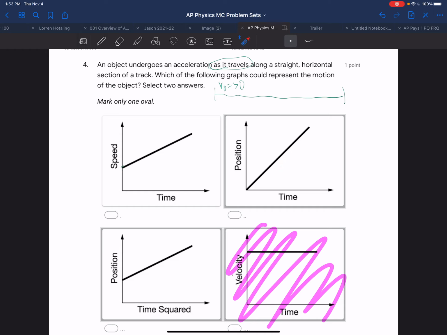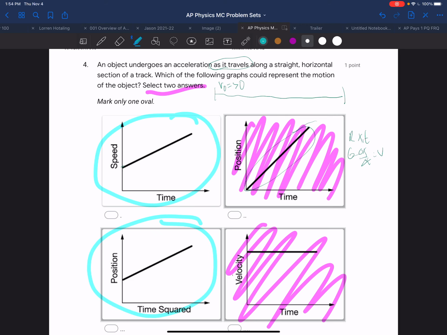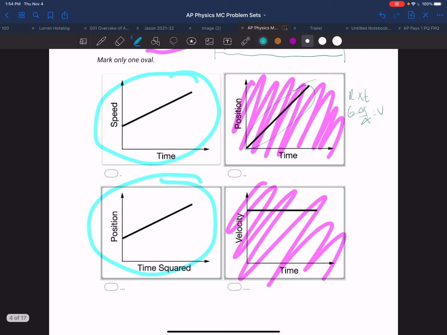Now this graph here, if we look at it, we can read position and time. The slope, or the gradient, is delta x over delta t, which is the velocity. And the slope, in this case, is constant. So this is a constant slope, constant velocity. It can't be this one either. And we're asked to select two answers. So we know it's this one and this one. By elimination, we can get to these two.